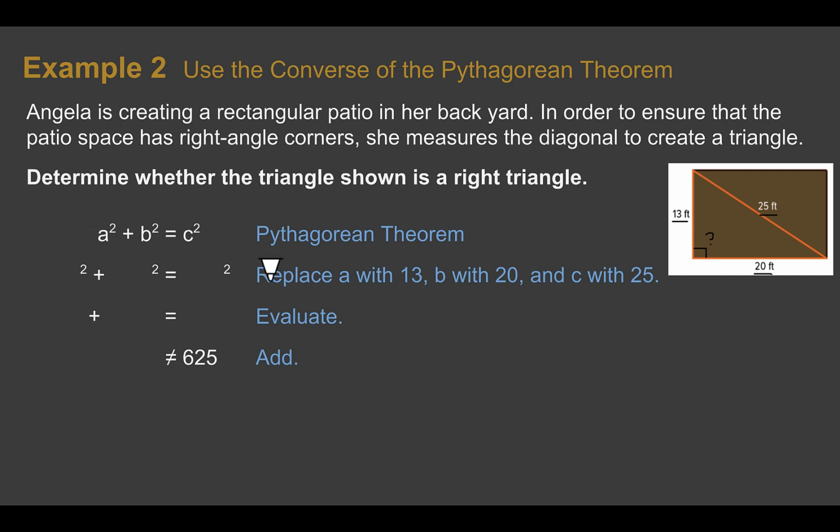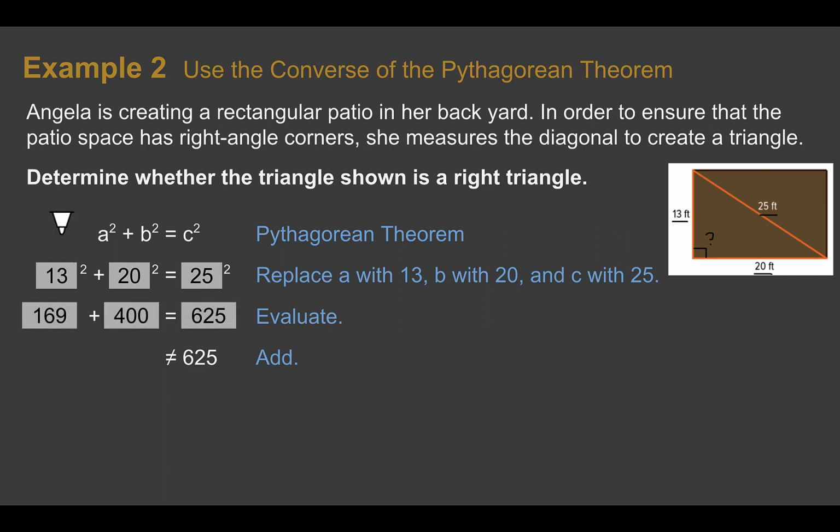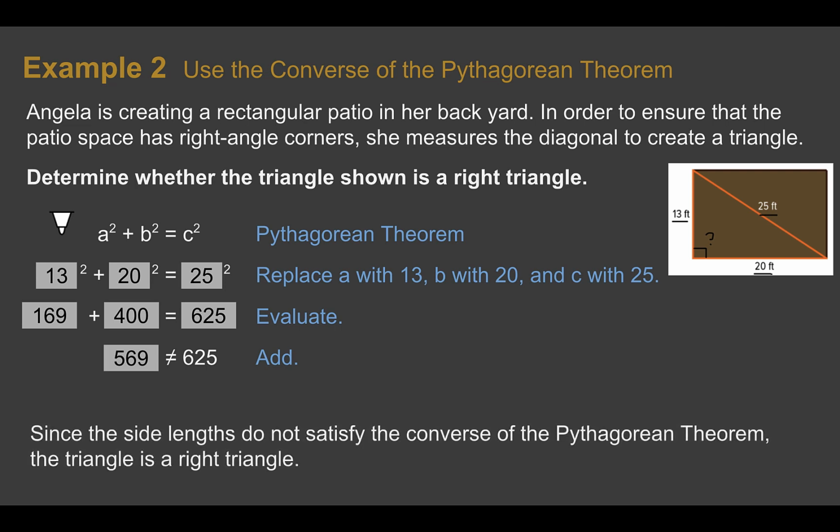Does the Pythagorean theorem work? We're going to plug in 13 for a, 20 for b, since those are the short sides, and 25 for c, since that is the longest side. 13 squared is 169, 20 squared is 400, 25 squared is 625. So 400 plus 169 is 569, not 625. Since these side lengths did not satisfy the Pythagorean theorem, this is not a right triangle.